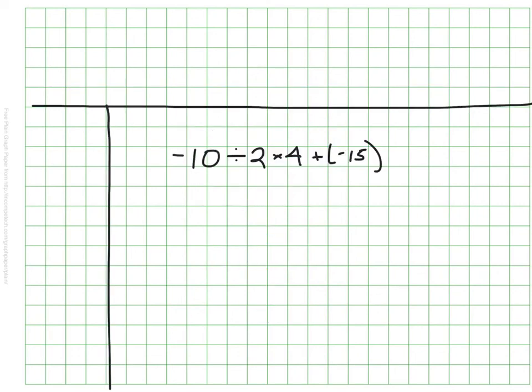All right, and we have one last one, but this time I'm not going to do it on the video. We're going to be able to share it in class tomorrow. So come tomorrow with your answer to this question. Negative 10 divided by 2 times 4 plus a negative 15. Follow the order of operations. Think about what you're going to do with those integers.